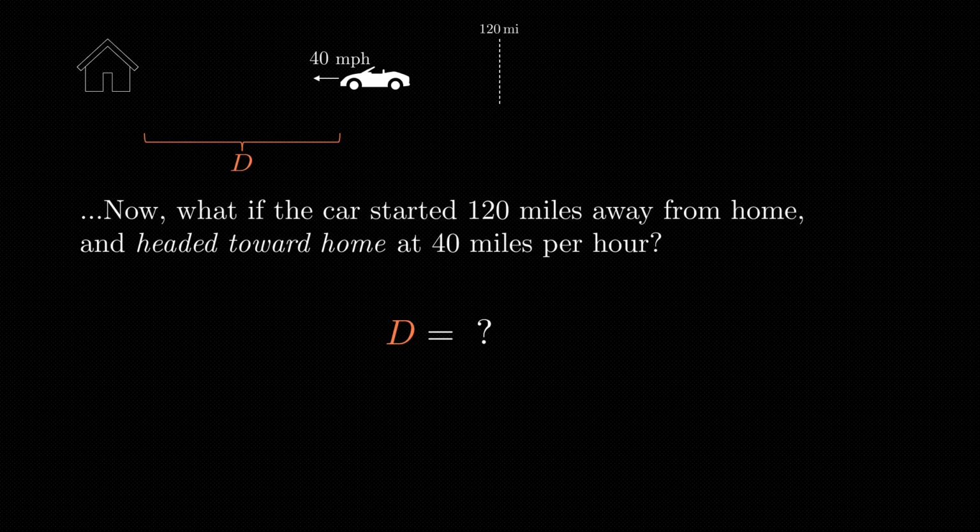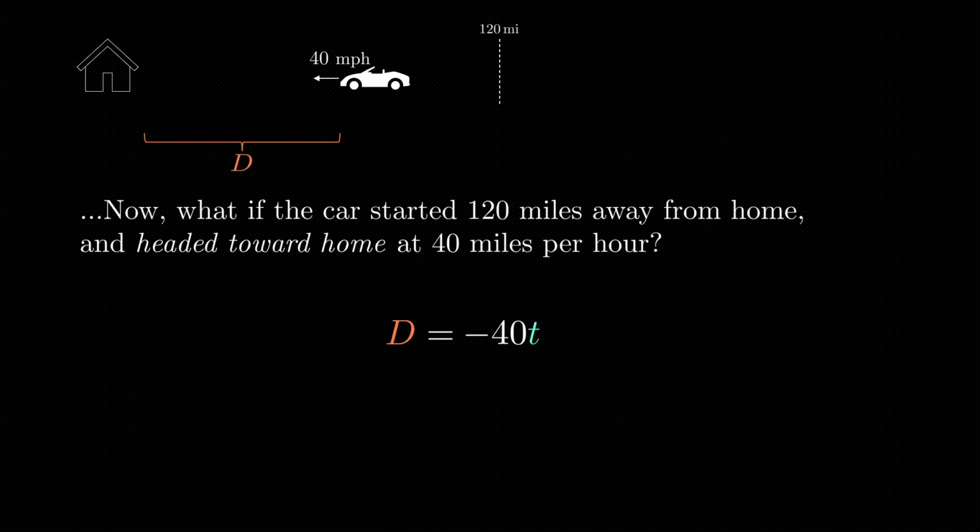I'm headed towards home, so as time increases, the distance between me and my home should decrease. So rather than have a positive 40 times t, I want to have a negative 40 times t. In general, we use negative coefficients like negative 40 to represent decreasing trends. Next, it can be a little awkward trying to visualize where the 120 miles should come into our equation. There are several ways of doing this, and the way I'll show you is through a little algebra.